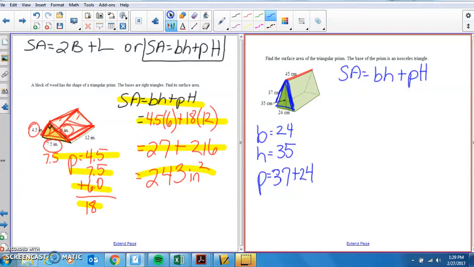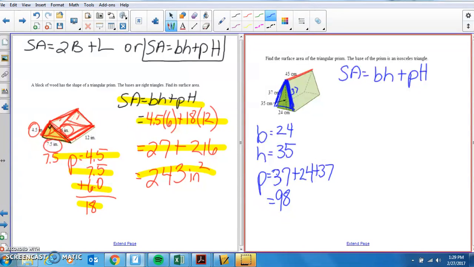Well, we're going to look on the left side. That's 37. This is an isosceles triangle, so that one's going to be 37. So if you want to write that in, that would be 37. So we're going to add those 3 sides together. So if you'll take just a minute, add those together, 37 plus 24 plus another 37. And that will give you a perimeter of 98.